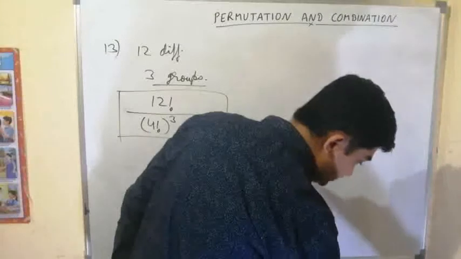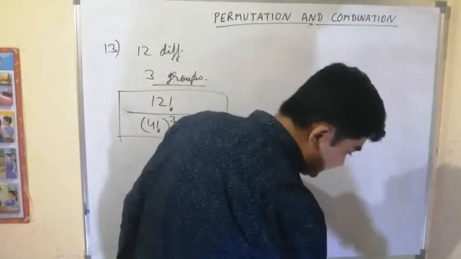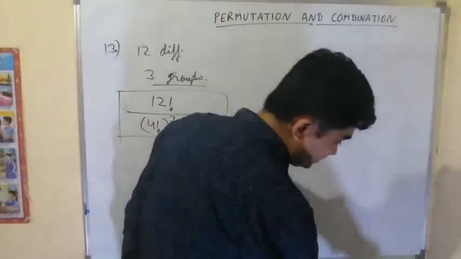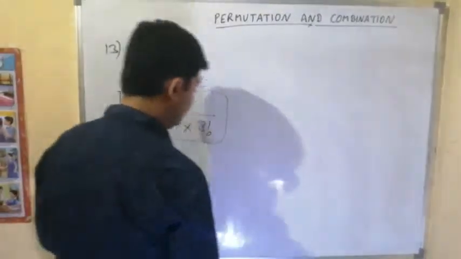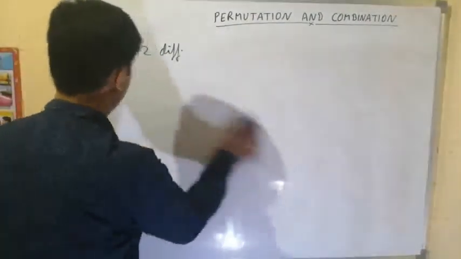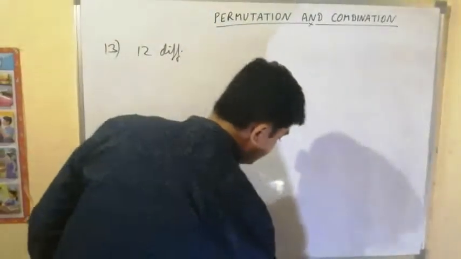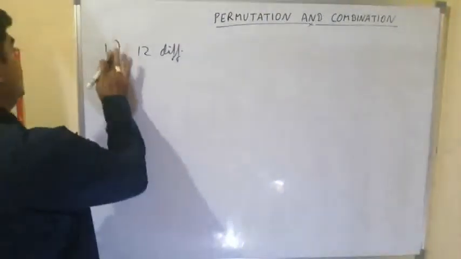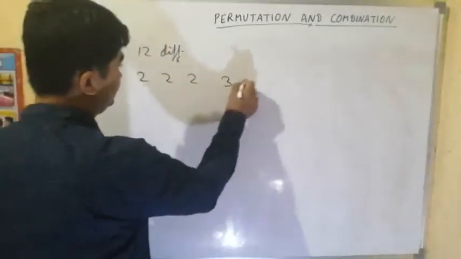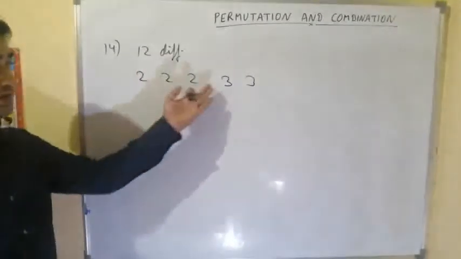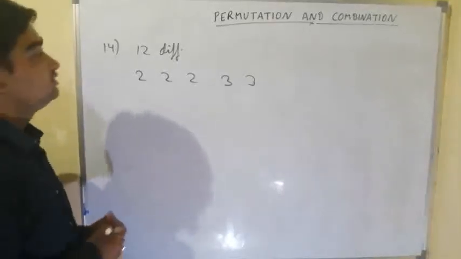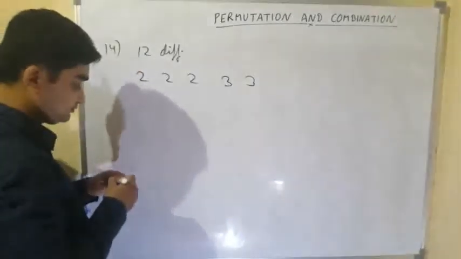Now we'll do question number 14. Number of ways in which 12 things can be distributed in 5 sets of 2, 2, 2, 3, 3. What question number 14 is saying is that we have to distribute 12 different things in groups of 2, 2, 2, 3, 3 in 5 groups, 3 groups containing 2 each and 2 groups containing 3 each. Then how we can distribute?